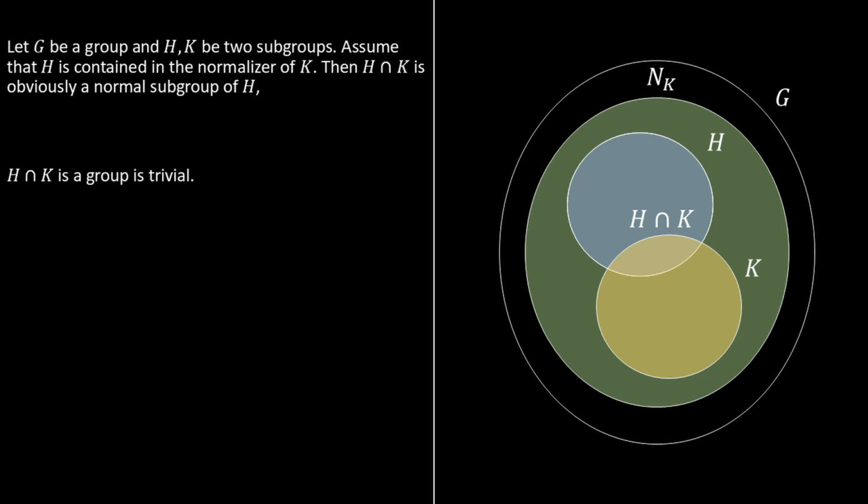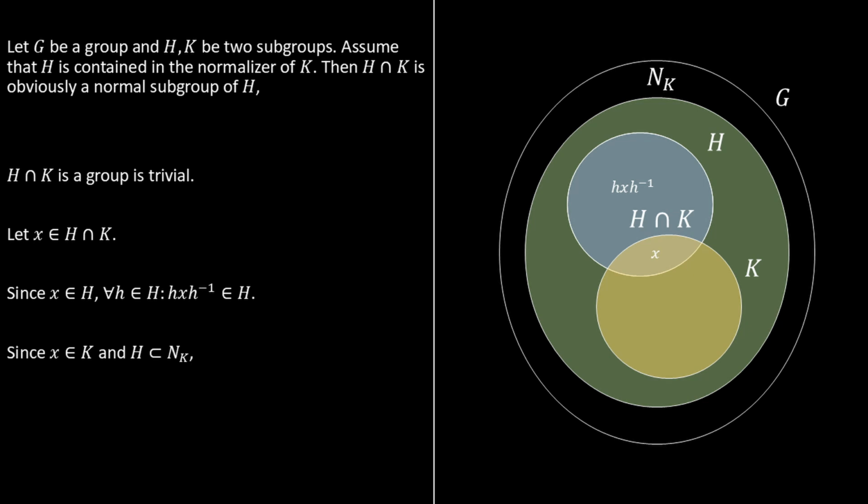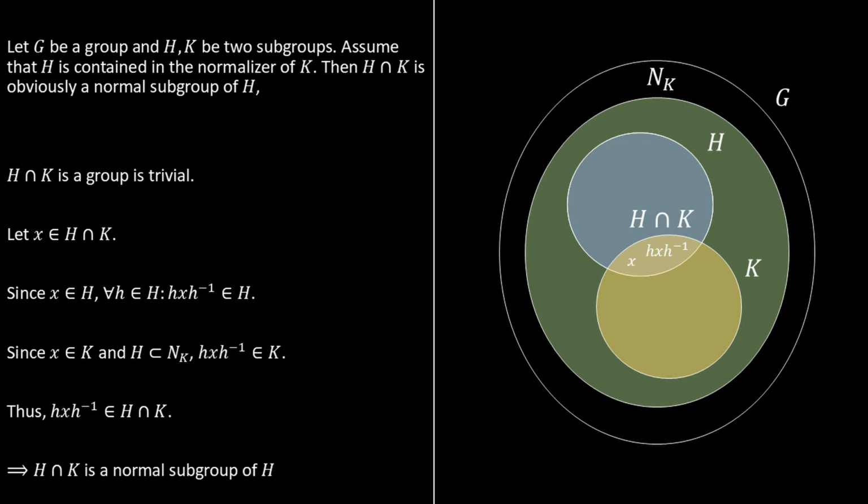Since H ∩ K can be trivially verified as a group, let's focus on the normality. Let x be an element of H ∩ K. Since x is in H, for all h in H, hxh^{-1} is in H. Meanwhile, since x is also in K and H is contained in N_K, hxh^{-1} is in K. Thus, hxh^{-1} is in H ∩ K, and H ∩ K is a normal subgroup of H.